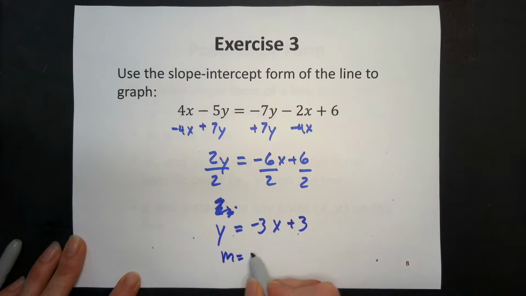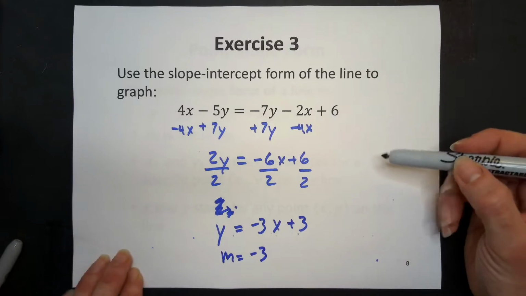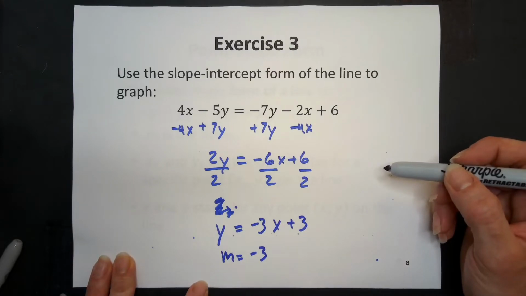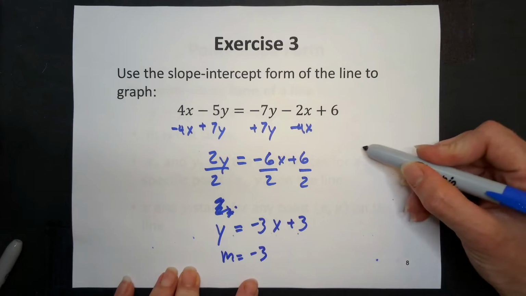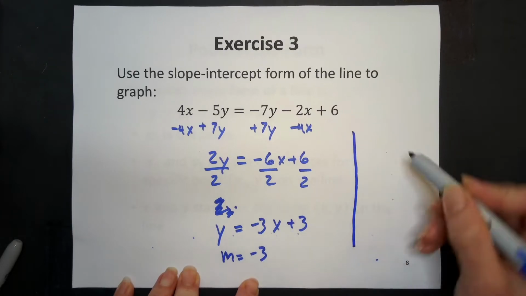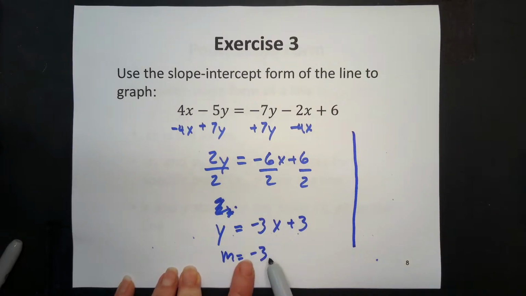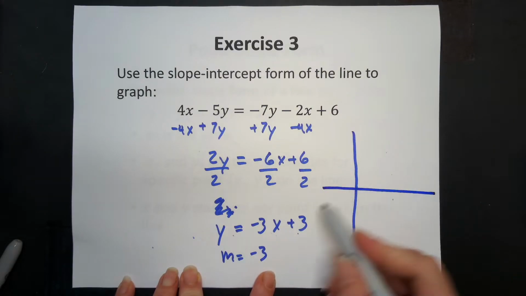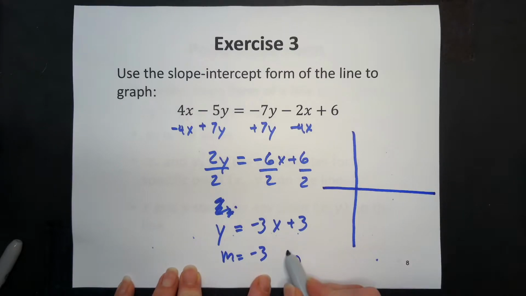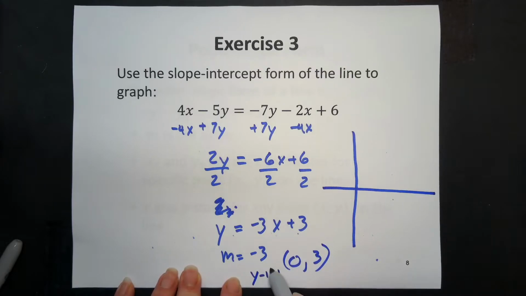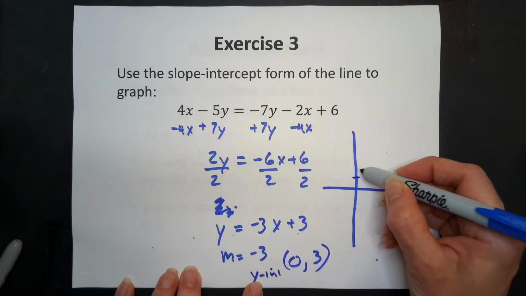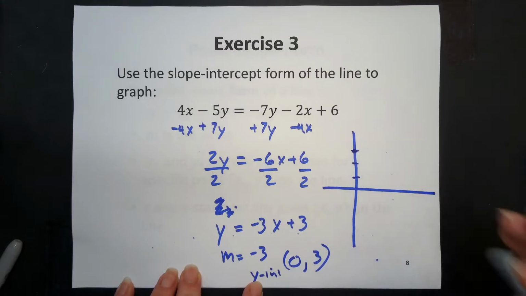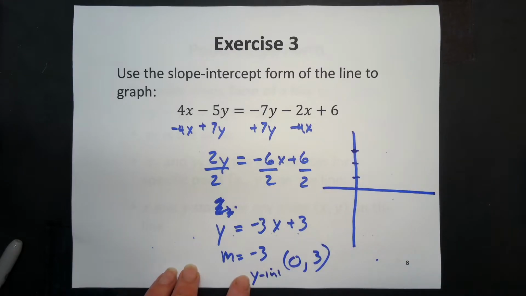So my m is equal to negative 3. And it wants us to use the slope form of the line to graph. So I'm going to draw my x and y axes, and since my slope is negative 3, I know I'm going to have to go down, and my y-intercept is positive 3. So I'm going to have my y-intercept, which is (0, 3). So in other words, I'm going to go up 3, 1, 2, 3. And then to get my next point, what am I going to do?